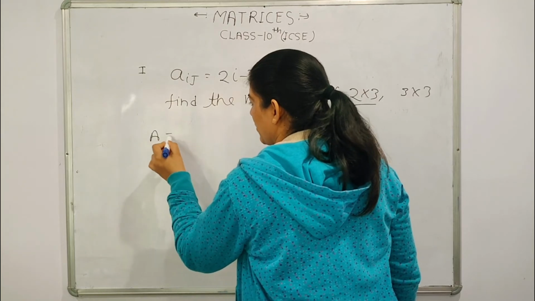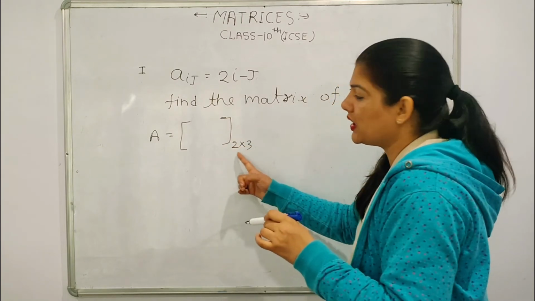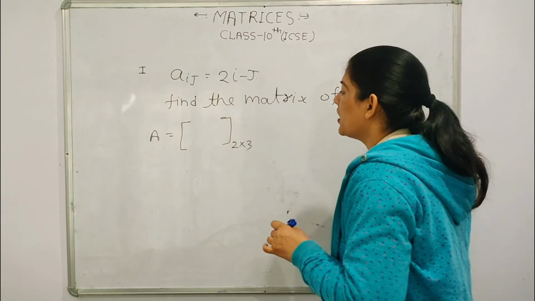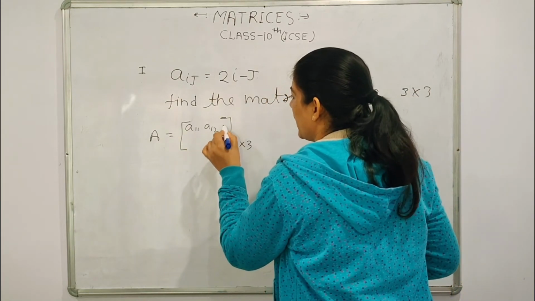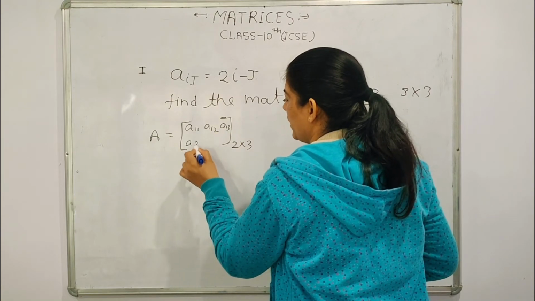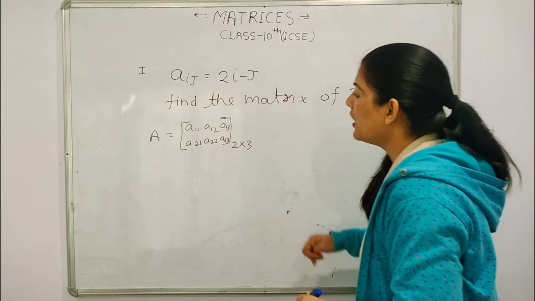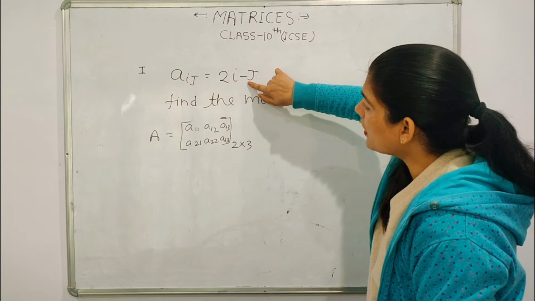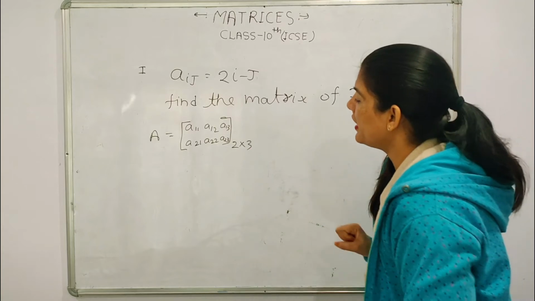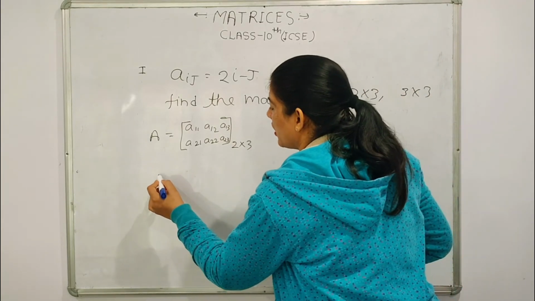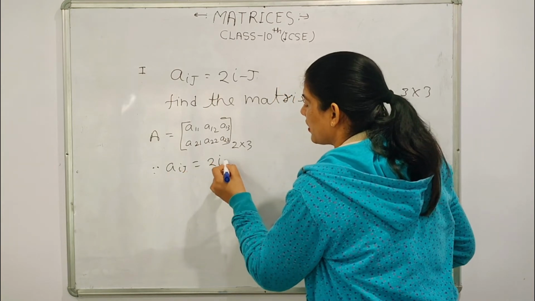First, suppose A is a matrix of 2 by 3, so how many elements can it have? 2 3s are 6. So there should be 6 elements. And how can you write those? A11, A12, A13, A21, A22 and A23. So now you can calculate this matrix with the help of this rule. We have to find all 6 elements, since Aij is equal to 2i minus j.